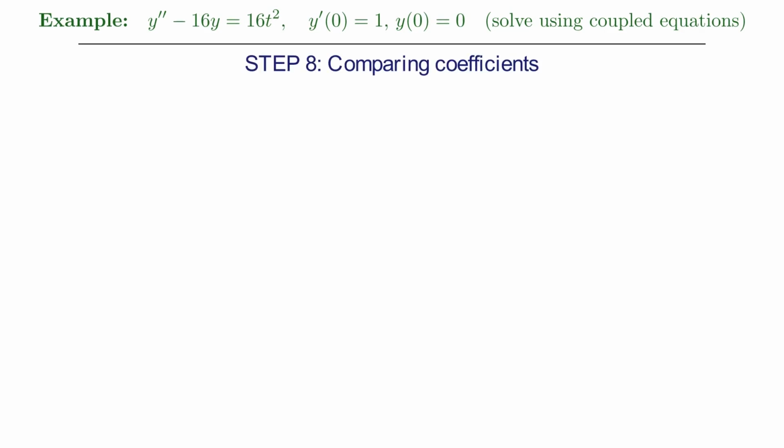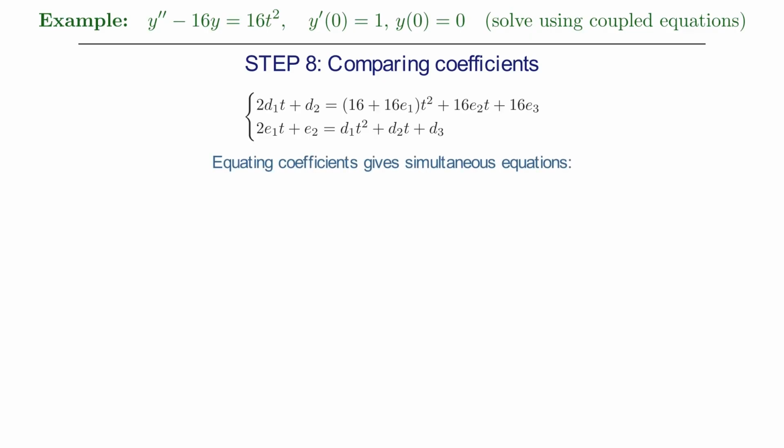So we can now compare coefficients. In the first equation, we compare the coefficients of the t squareds. On the left-hand side, we have 0, and on the right-hand side, we have 16 plus 16e1, which means that 0 is equal to 16 plus 16e1. Comparing the coefficients of t, on the left-hand side we have 2d1, on the right-hand side we have 16e2. Then comparing the numbers, on the left-hand side we have d2, and this has to be equal to the right-hand side, which is 16e3.